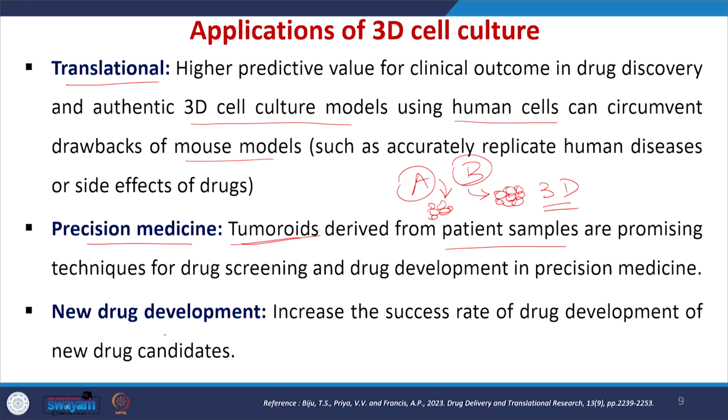And this 3D cell culture can also play a very important role in new drug development. It will increase the success rate of drug development of new drug candidates. Whenever any new drug is discovered, we can evaluate it using this three-dimensional cell culture model system to understand the toxicity as well as the therapeutic efficiency of these new drug candidates.